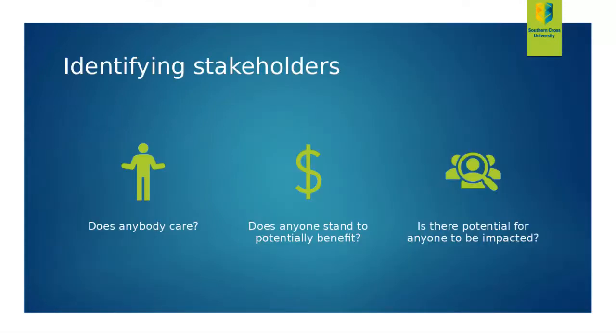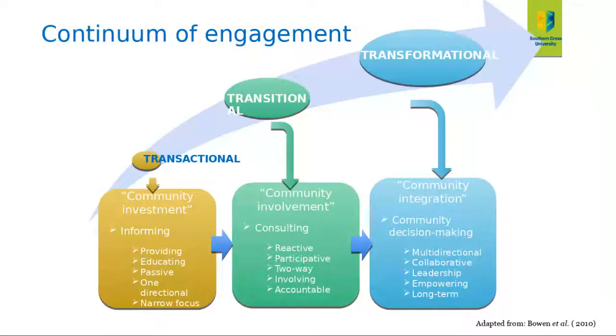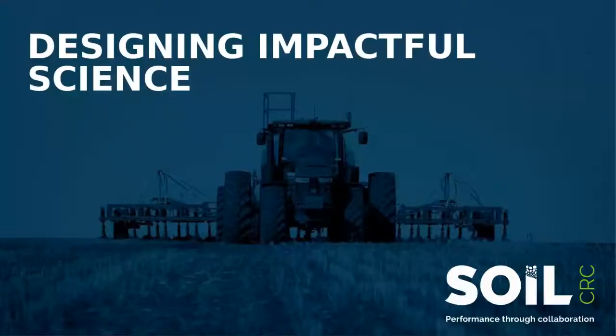So we've looked at how to identify them. Does anyone care? Does anyone stand to benefit? Is anyone going to be impacted? And then we looked at the continuum of community engagement. So if you've missed that presentation, go back and watch it. And what this means for designing impactful science.